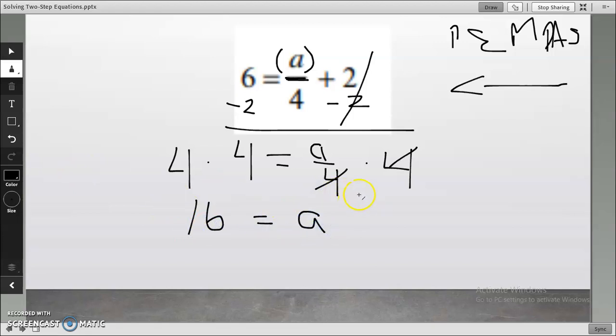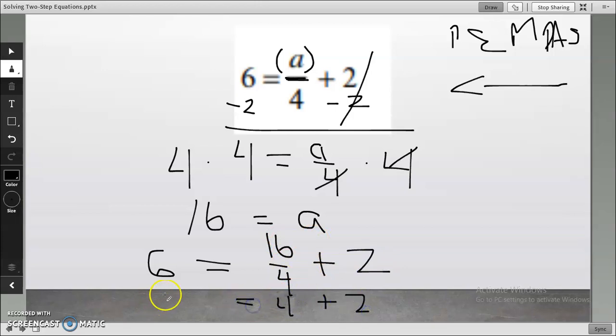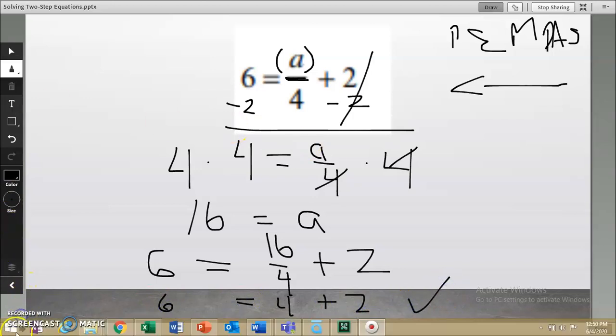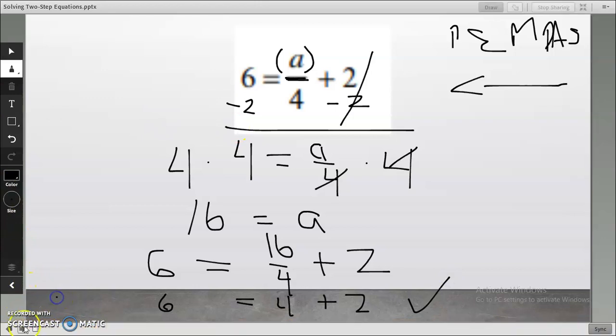Now, it's always a great idea. I'm not going to have time to do that for everyone here, but it's a great idea to always go back and check your work just to make sure that your answers are correct. So let's go back and check. So if I plug in this 16, I have 16 divided by 4 plus 2. So 16 divided by 4 is 4, so I get 4 plus 2, and that does in fact equal 6, so my answer does work out. All right, let's go to the next one.